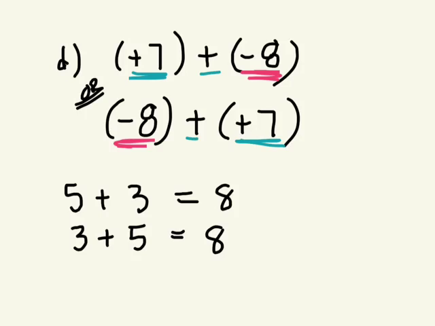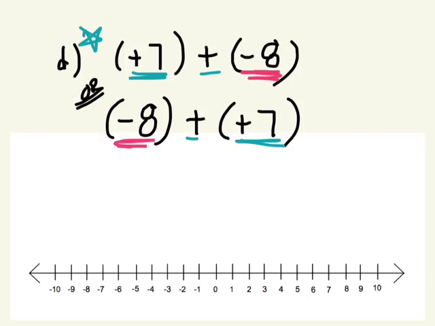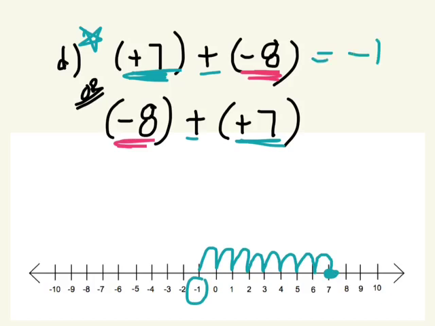Okay? So if we start at +7, and we're adding a negative, it's actually going to get smaller, right? So we're going to move left 1, 2, 3, 4, 5, 6, 7, 8. So we get an answer of -1. And as we just discussed, if we start with -8 and we add 7, we're increasing, we're adding a positive. So 1, 2, 3, 4, 5, 6, 7. You end up at the same spot.